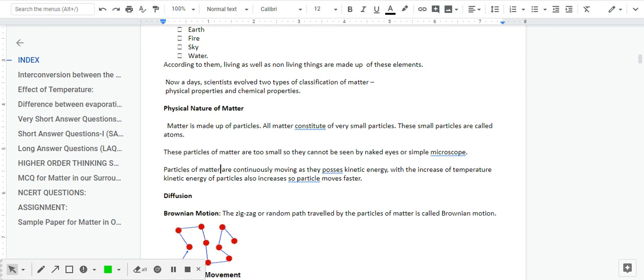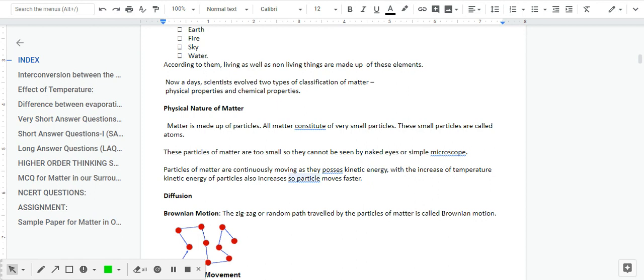So particles of matter are continuously moving as they possess some kinetic energy. Have you heard this word, kinetic energy? Yes, you have heard in class 8 that every particle has some energy, and if that particle is moving or is in motion, it has some kinetic energy. So, with the increase of temperature, the kinetic energy of the particles also increases. Have you ever done this at home?